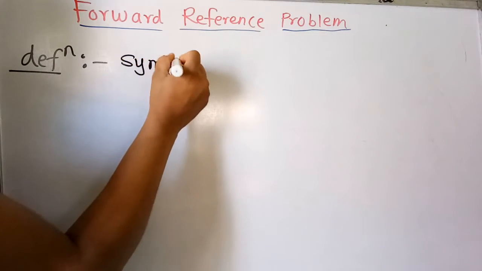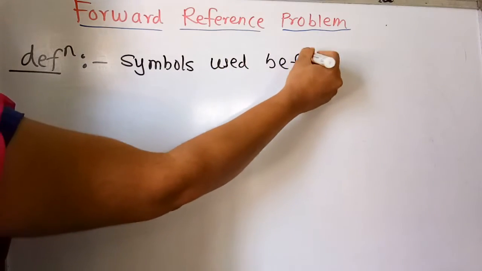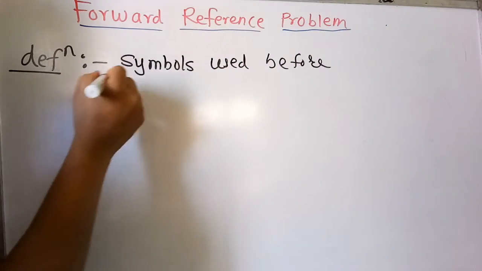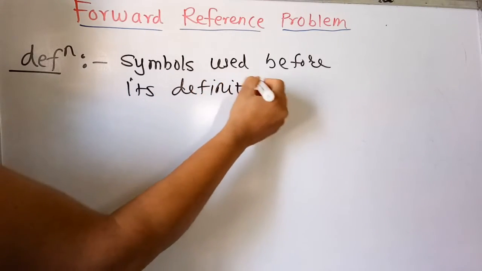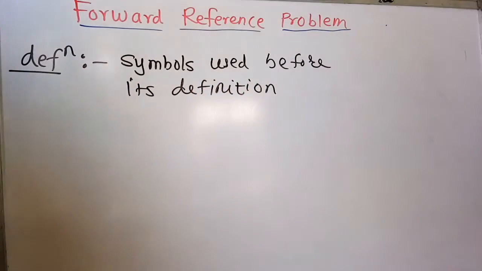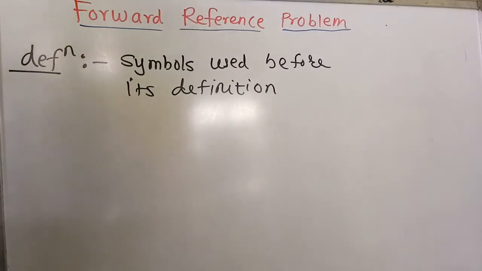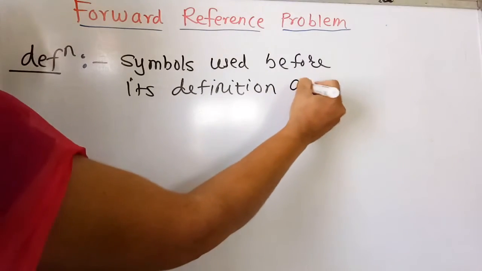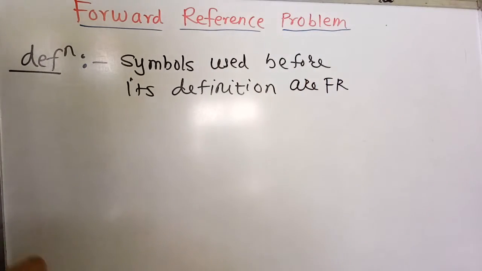Symbols used before their definition are called forward references. Okay.